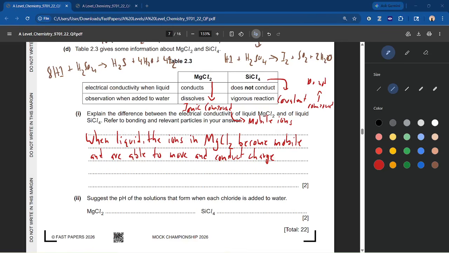Whereas, if you look at silicon chloride, it's covalent and doesn't have any mobile ions. SiCl4 is a covalent compound with no ions to conduct charge. There we go, very simple.